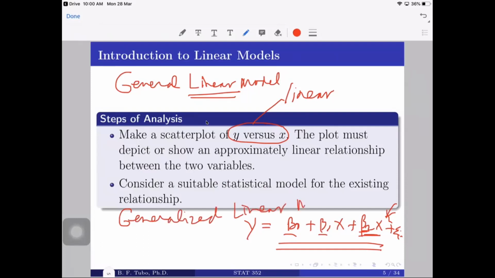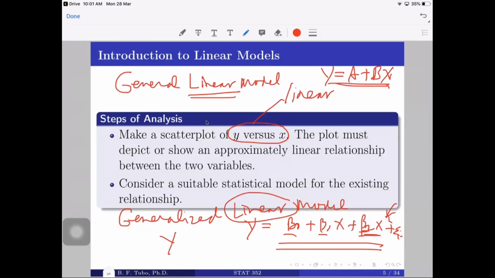The generalized linear model is one where the variables x and y are transformed such that it will have a form that is linear in the parameter. Although if you look at the model, it is not really linear, as in a plus bx. That is the linear form. In the generalized one, you can have other forms, but you can make a transformation on x and y such that the relationship will be linear.